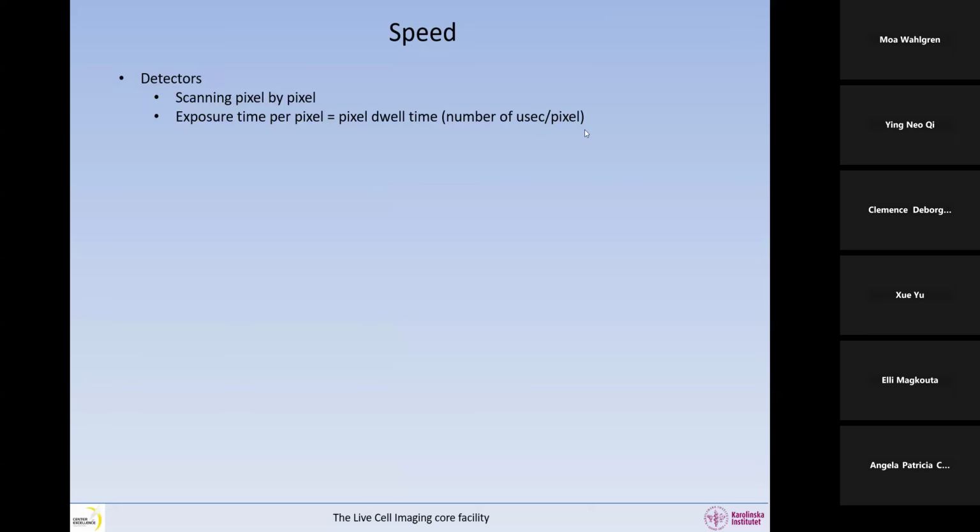So how long do we stay on each spot? And then integrate all these photons that come from the sample. And then the scanner moves to the next spot and then integrates, and measures all these photons from there. So how long we stay on each spot is called the pixel dwell time.